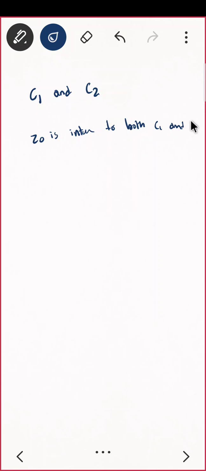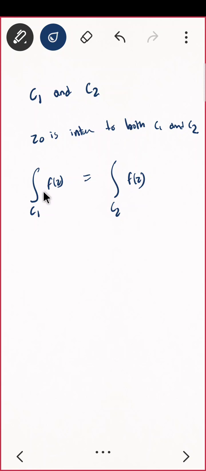Say you have two domains, C1 and C2, and Z0 is interior to both. So can I say that the integral over C1 of f of z, whatever it is, will be equal to the integral of f of z over C2? Do you observe this thing?